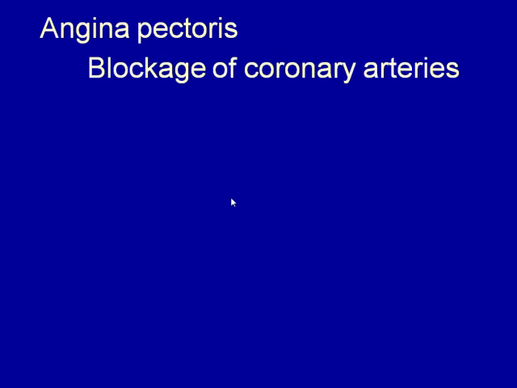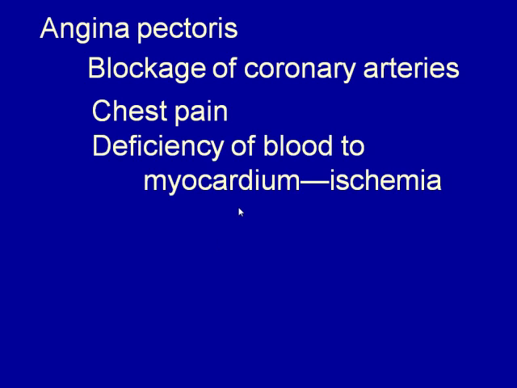Angina pectoris, or angina pectoris, it's pronounced either way, occurs when there's a blockage of the coronary arteries. Now, this means that the heart muscle's not getting enough blood, and so there tends to be some chest pain. When we have a deficiency of blood to the myocardium, we initially have ischemia, which means there's just a little bit of a lack of oxygen to the heart muscle, and there's some damage to the heart muscle.